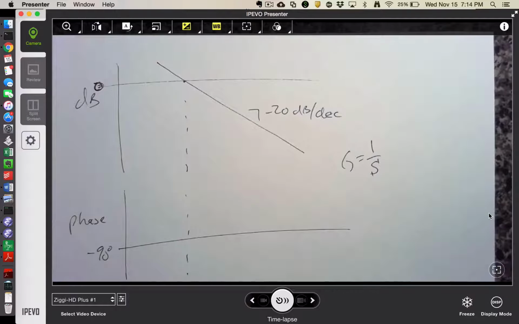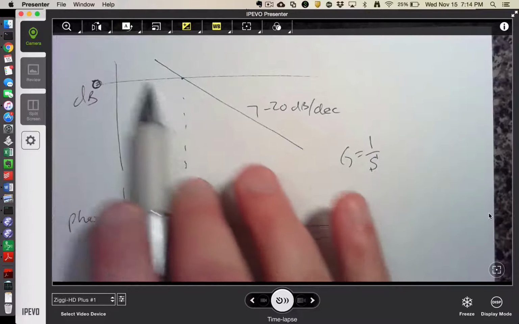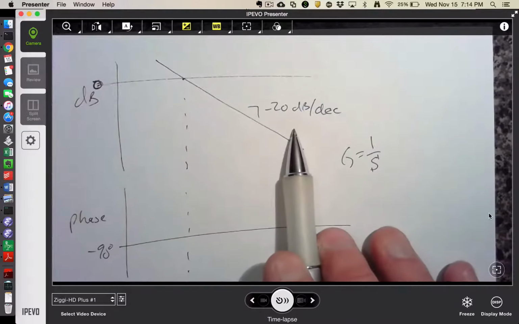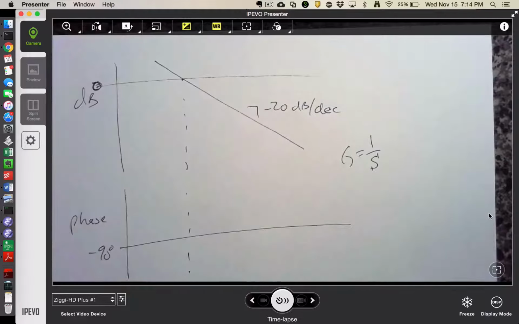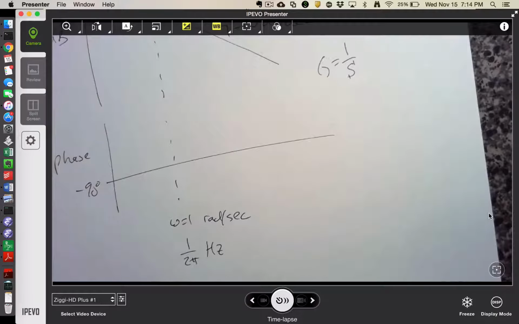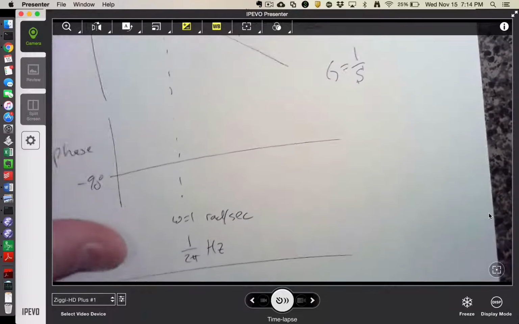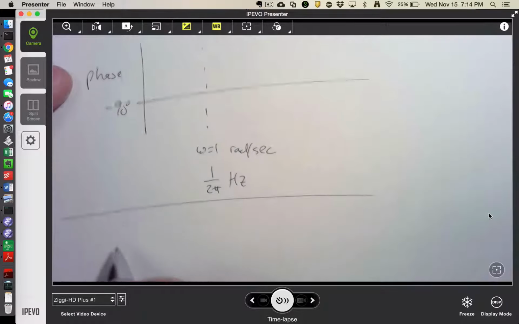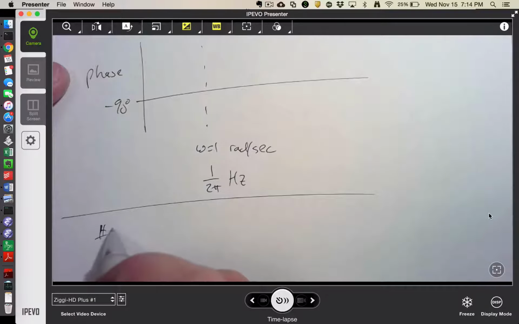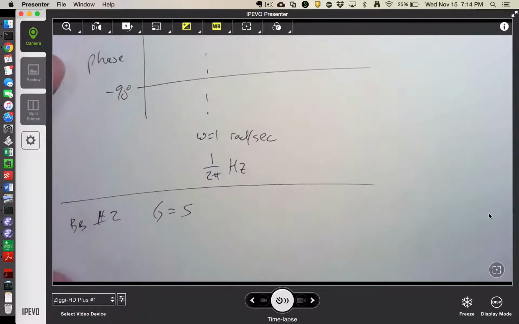So the next step is to just keep moving along in understanding. If you have a transfer function that has a pure integrator, then at low frequencies, you've got to start with a minus 20 dB per decade slope. Your magnitude has to go off to positive infinity, and your phase has to start at minus 90. Now, next building block, when we talk about a pure differentiator, building block number 2, G is just equal to S.